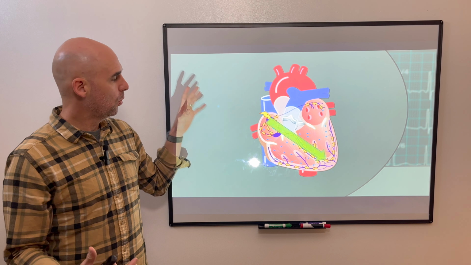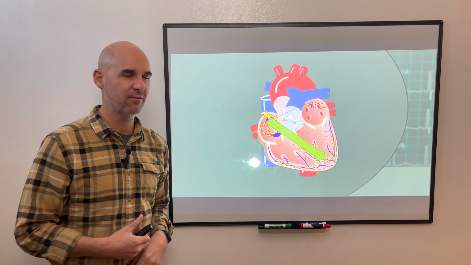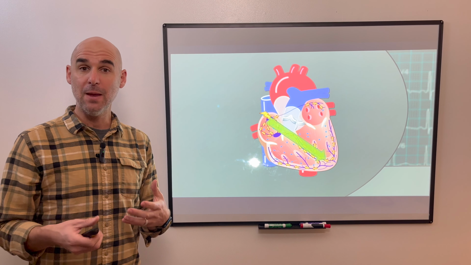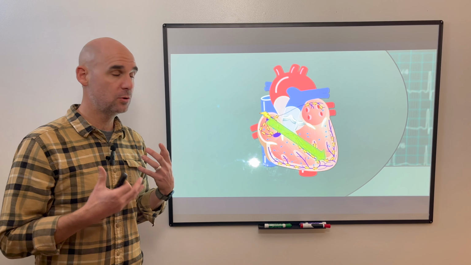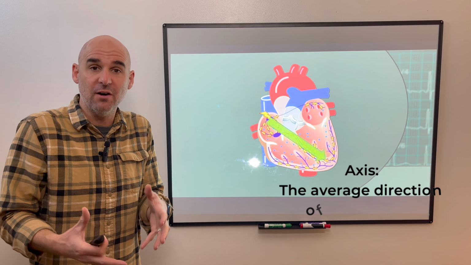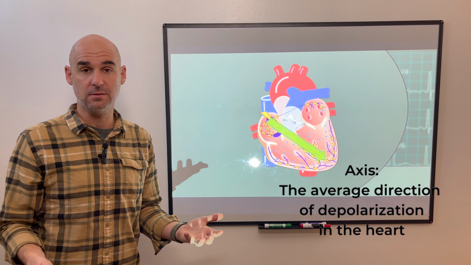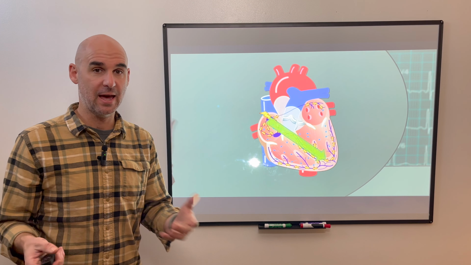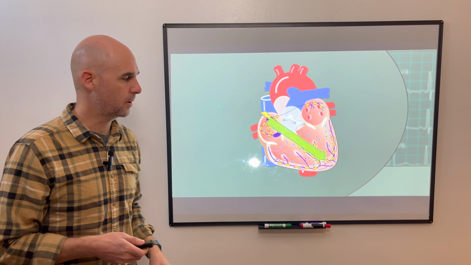And that is where the axis starts in the right atrium, and it works its way down and finishes down there in the apex of the left ventricle, okay? Normal axis is the normal average direction of depolarization within the heart. That's all axis is, okay? And now we're just going to look at it when things aren't always normal.